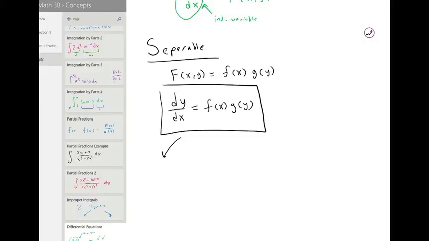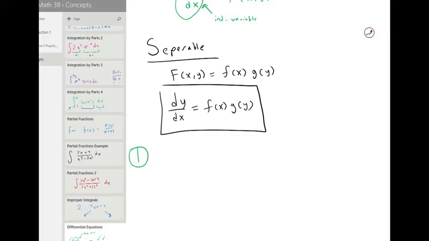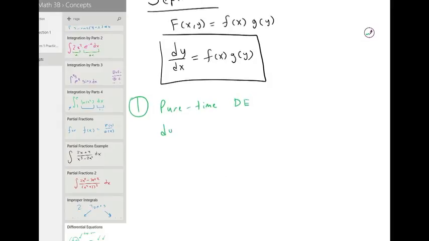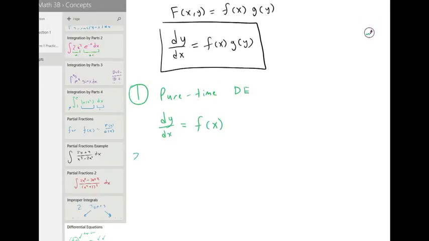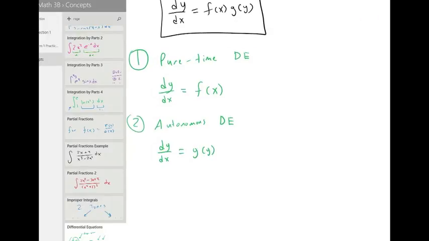So from this we have kind of three different classes. Let's call this class 1. We have what they call pure time differential equations. I'll just call them DEs, and that's going to be in the form dy/dx equals some function of x. And then 2, we have these things called autonomous DEs, and this is going to be where dy/dx equals only a function of y.